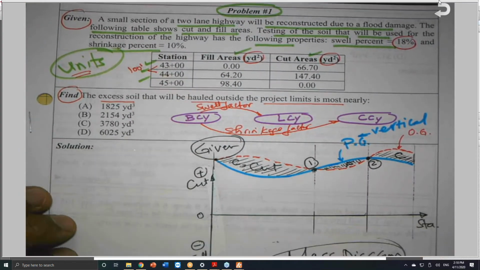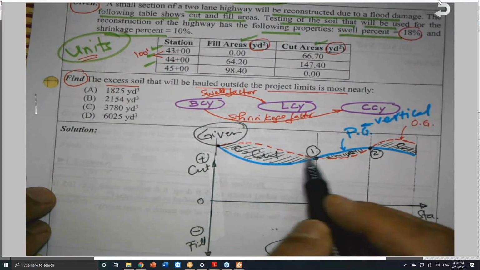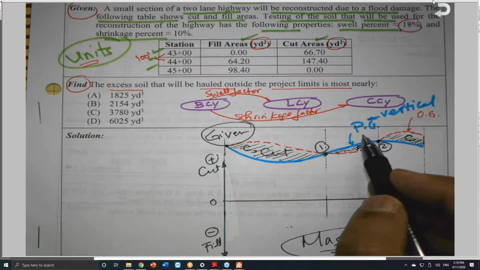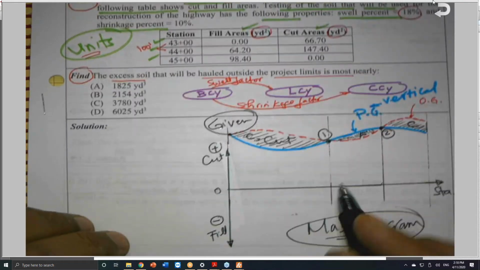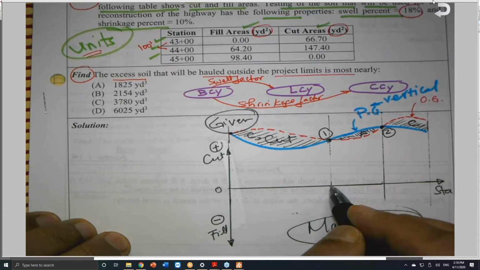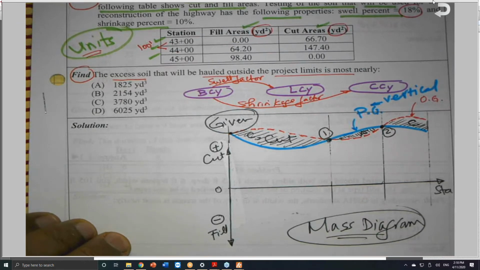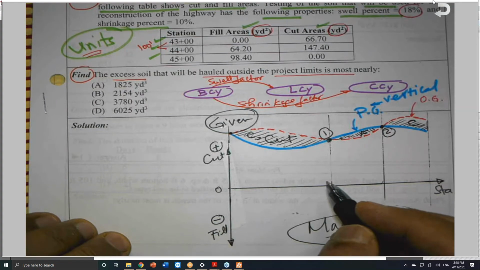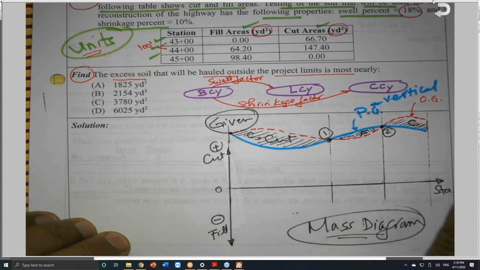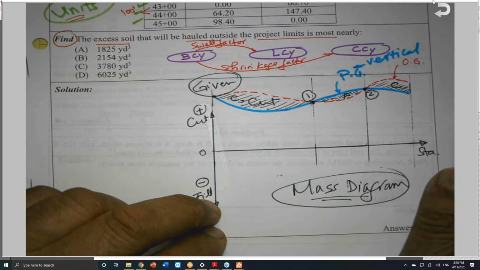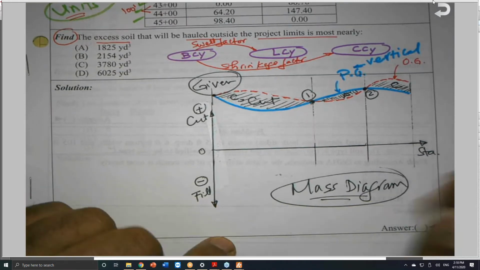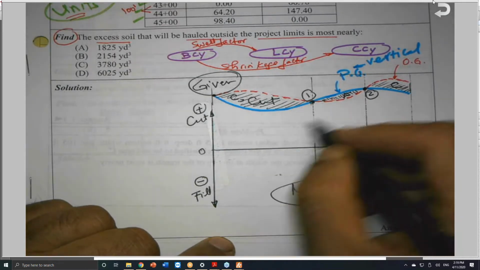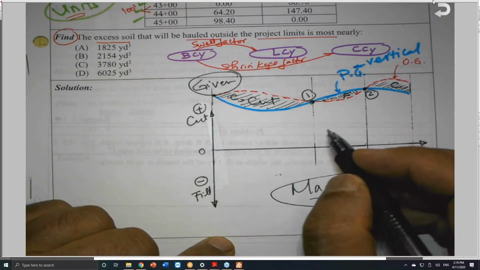Here we have cut, because the vertical profile grade is below the original ground, so I have a cut up to this point. A cut means positive quantity, and it is positive slope also. So they agree, and we could draw it as a curve or as a straight line. Let's assume that I will draw it as a straight line first, or a curve.